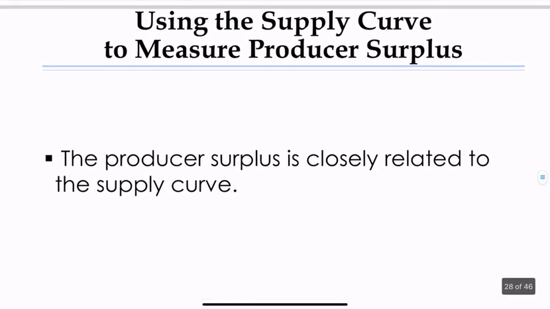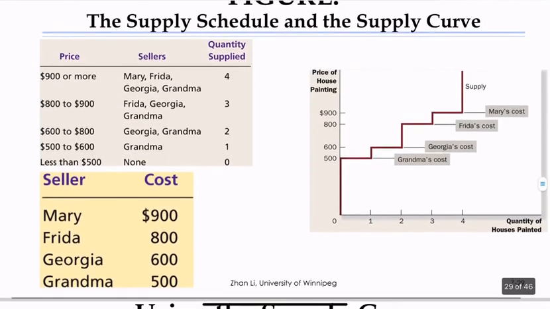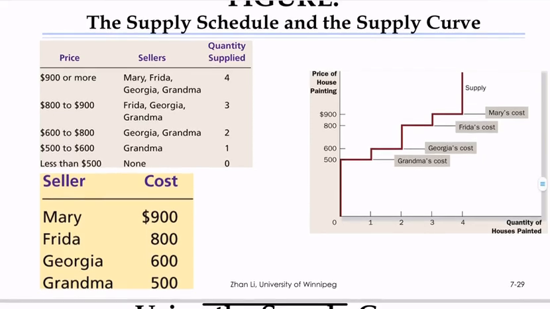Now, let's see how we could use a supply curve to calculate producer surplus. To do this, we will first find out how the supply curve is related to producer's cost of production. The lesson here is basically that the supply curve gives you the seller's costs of production. So the process here is basically the same as the demand curve case.